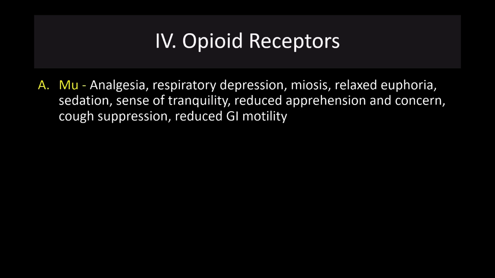So the mu receptor is responsible for analgesia, respiratory depression, and this is particularly important for us to think about because this is what overdose deaths are caused by, the reduction in respiration. People stop breathing. It's also associated with euphoria, sedation, sense of tranquility, reduced apprehension and concern, cough suppression, which is why codeine is often contained in cough medication, and also reduced GI motility. And in fact, that's one of the biggest side effects of opioids is constipation.